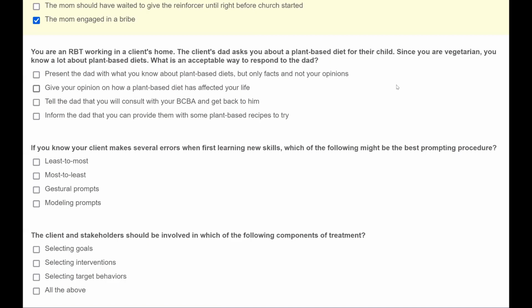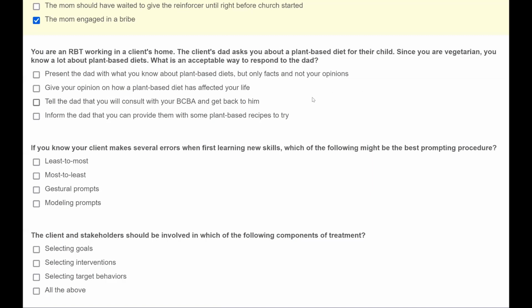So B, give your opinion on how a plant-based diet has affected your life, okay? Well, maybe, right? If we're not actually giving advice on how they should handle their child, maybe this is just small talk, right? But they asked your opinion explicitly, right? And by giving your opinion on how it's affected your life, you're really commenting on a plant-based diet and how it might affect the child, which we shouldn't be doing as the RBT.